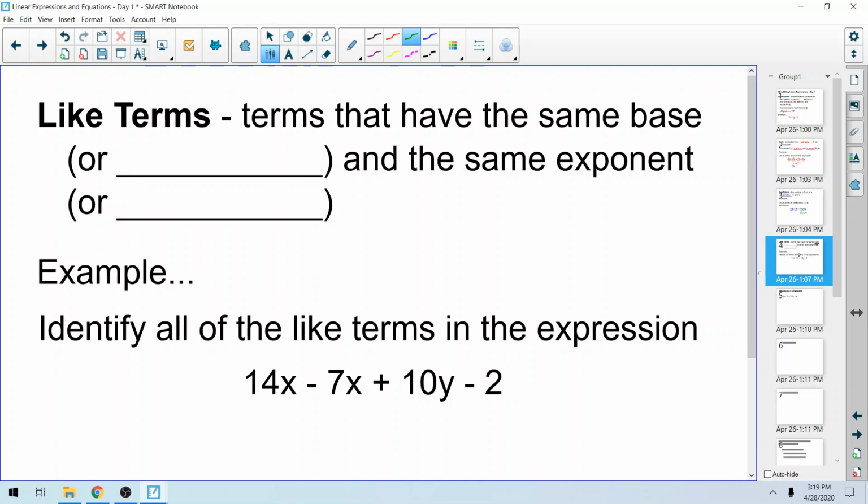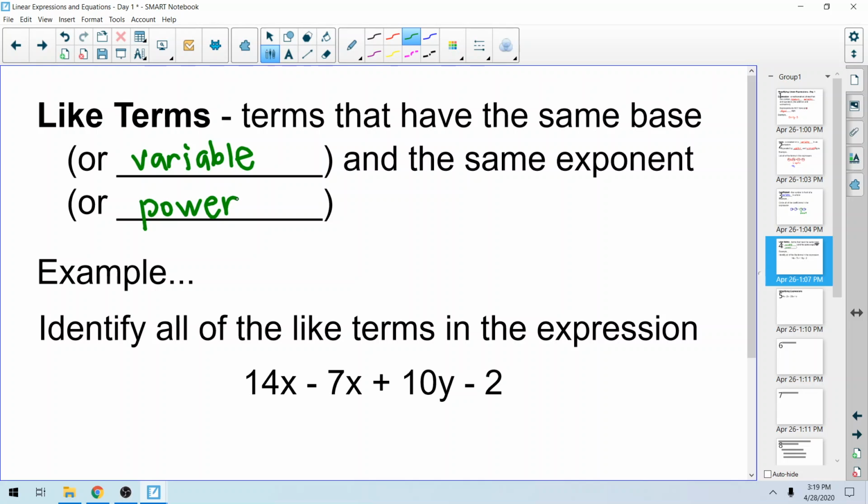Like terms, terms that have the same base, meaning variable, and the same exponent, meaning power. Okay, now this one you guys don't have to worry about so much because like I said, we're just going to review linear. So the only power we're going to be dealing with is the power of 1. But if we were to introduce other powers, x squared, x cubed, then we would have to worry about that.